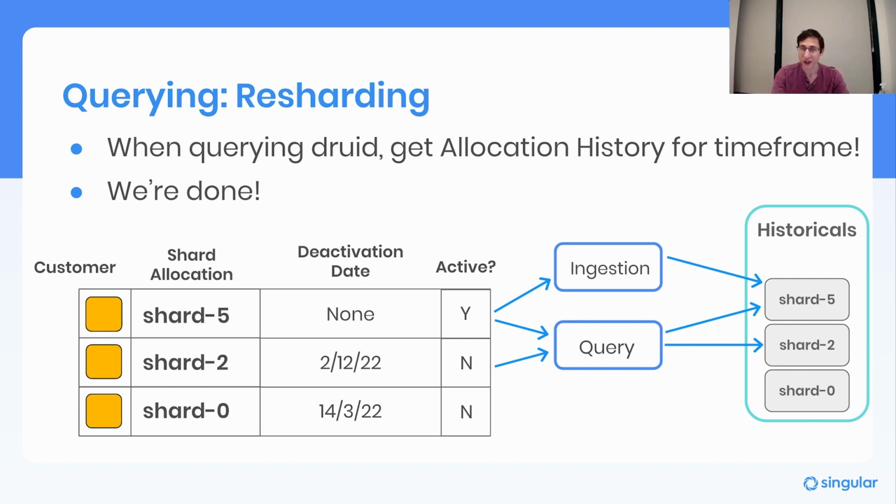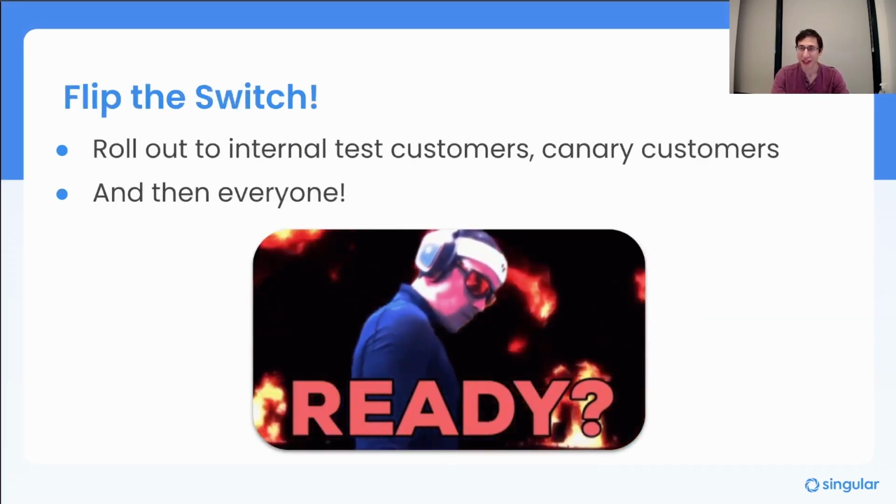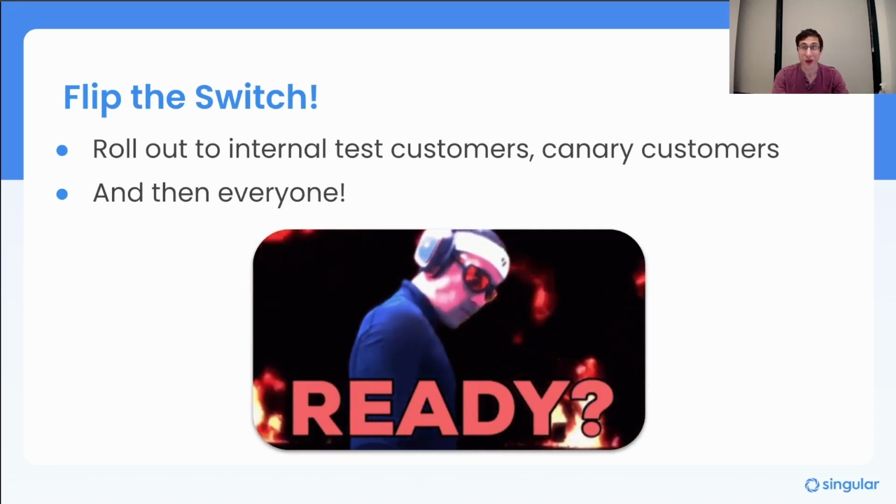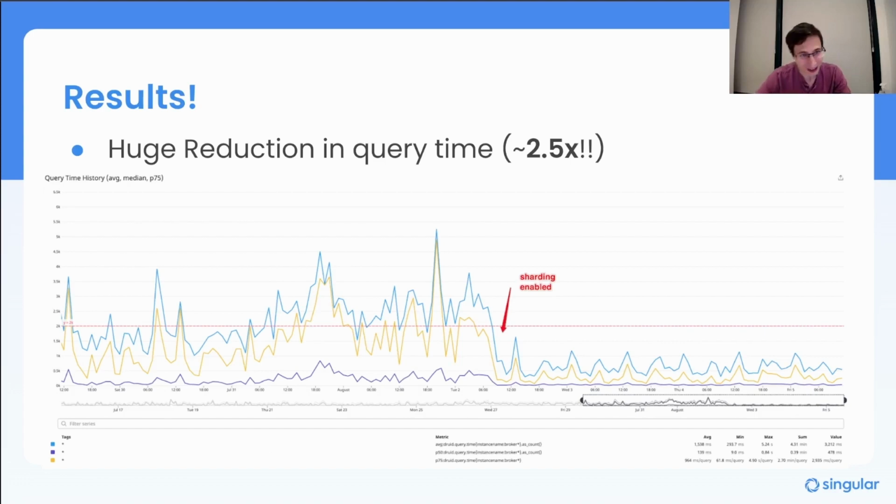So querying works. It's time to flip the switch and see what our actual benefits are. We rolled this out to our internal test customers, then to some Canary customers, and then we rolled it out to everyone. So are you ready to see the results? Boom. Okay, exciting. The results were huge. There was a huge reduction in query time, almost 2.5 times what it used to be. The top line is the average, the bottom purple line is the median, and the middle is P75. From the moment we enabled sharding, the query times dropped immensely, and it was just amazing to see.